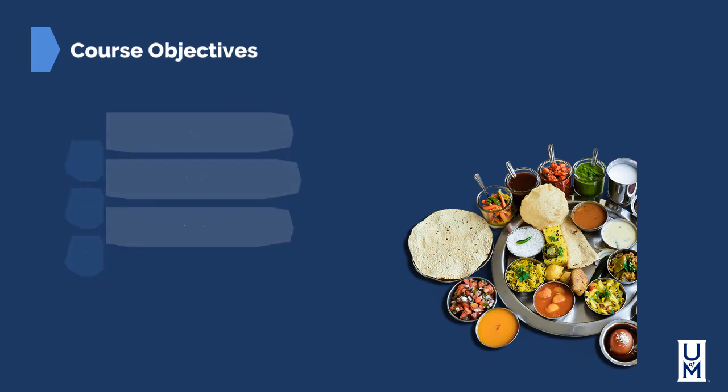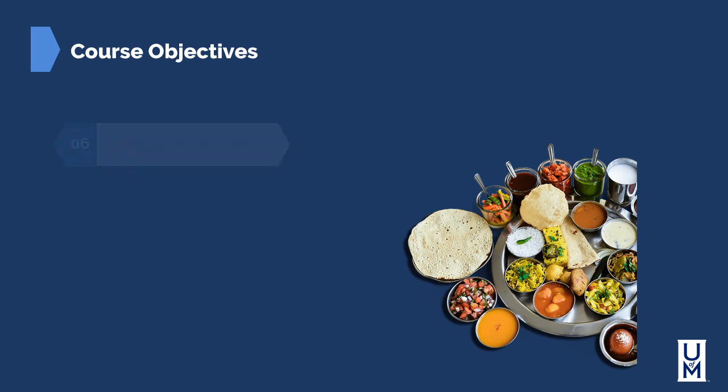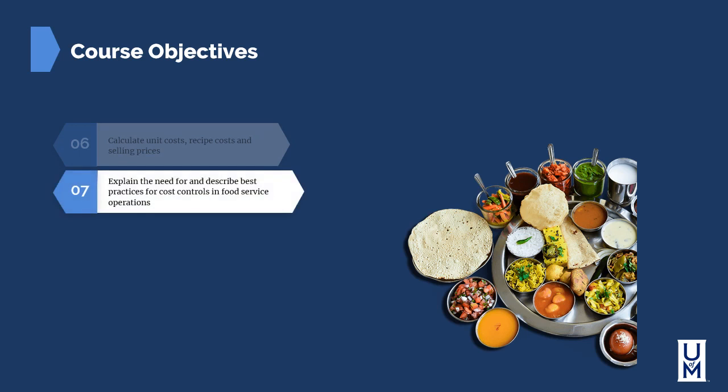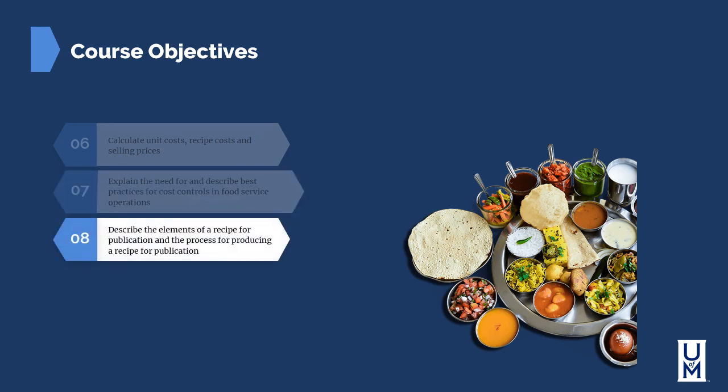amounts, calculate unit cost, recipe costs, and selling prices, explain the need for and describe best practices for cost controls in food service operations, and describe the elements of a recipe for publication and the process for producing a recipe for publication.